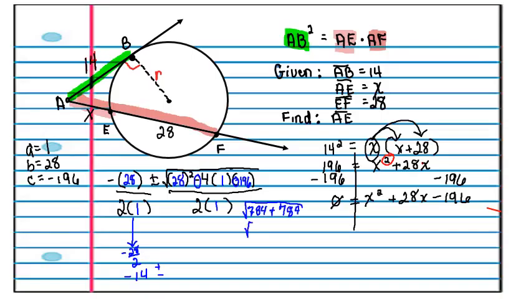So we get the square root of 784 times 2, which is 1568. And the square root of 1568 equals approximately, let's say, 39.6. And there's your answer to your question, and all is great in the Oreo circle world.